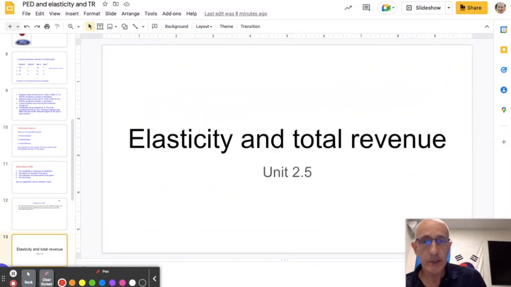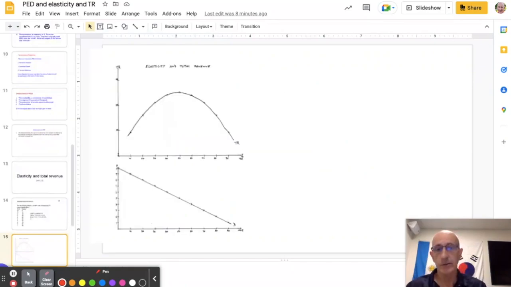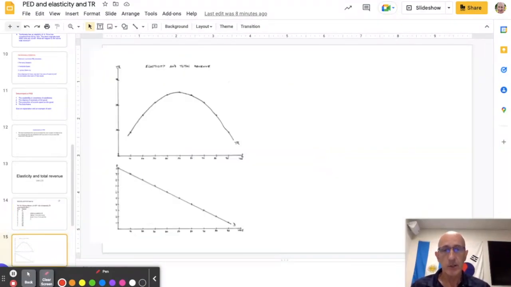So there's an important connection between elasticity and total revenue, and from the data that I've got in this previous slide, you could plot a demand curve with its corresponding total revenue curve. They would always look like this. For any demand curve that's downward sloping like this, you're going to have a total revenue curve where total revenue initially goes up, reaches a maximum point, then starts to come down.